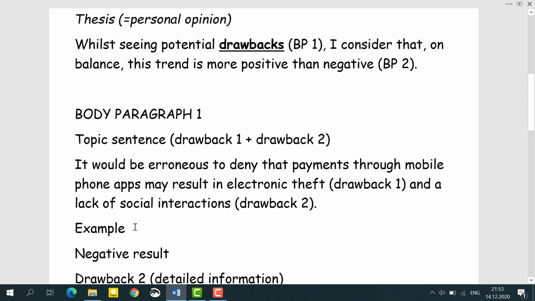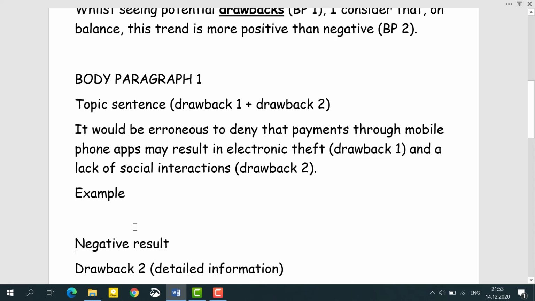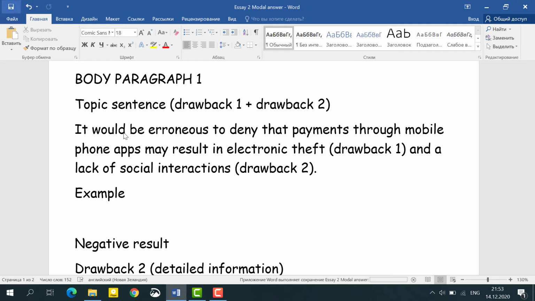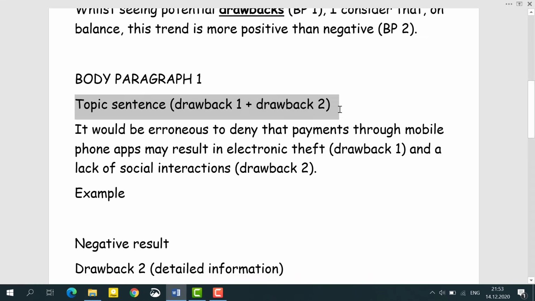What's the next step? The next step is we need to provide at least one example in order to prove our point of view. So how can we do it? Let's just look at it carefully.